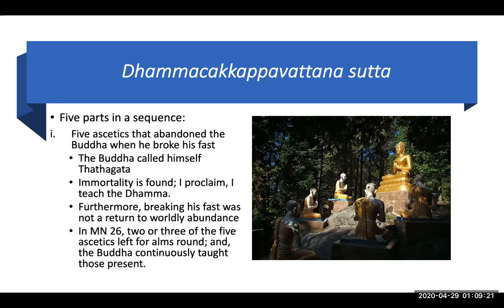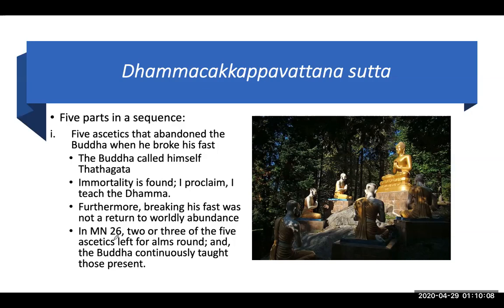Tathagata is an arahant and completely enlightened. So the Buddha declared himself as the Tathagata in front of the five ascetics. The Buddha says to the five ascetics, "Listen, immortality is found." In other words, deathlessness is found. "I proclaim, I teach the Dhamma." Furthermore, the Buddha explained to the five ascetics that breaking his fasting was not a return to worldly abundance, and this finally brings the five ascetics to the point where they will listen to what the Buddha has to say.